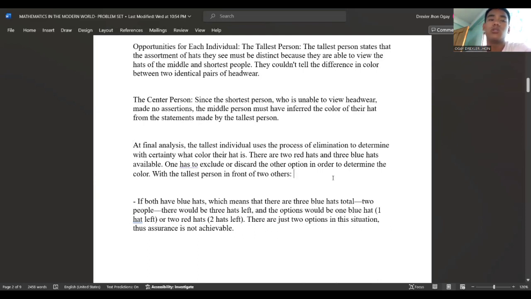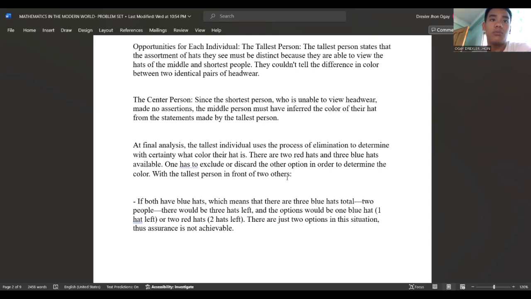Nag-eliminate siya. Kung si middle at ako na tallest yung red, therefore, tatlo yung blue. There are 2 red hats and 3 blue hats available. One has to exclude and discard the other opinion in order to determine the color with the tallest person in front of 2 others. The tallest person, yung middleman.